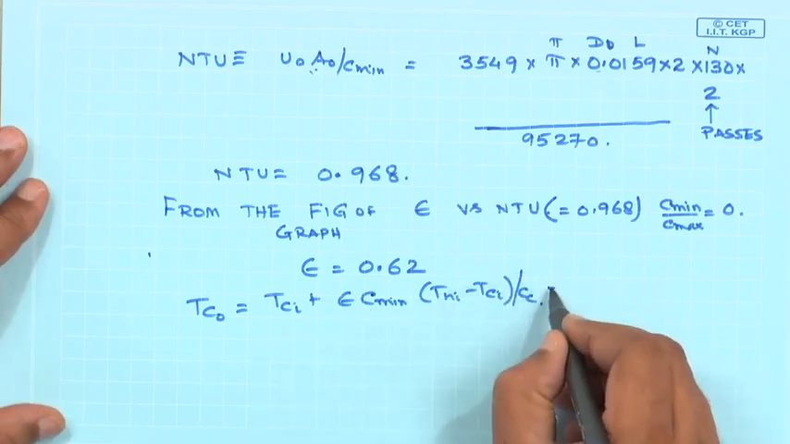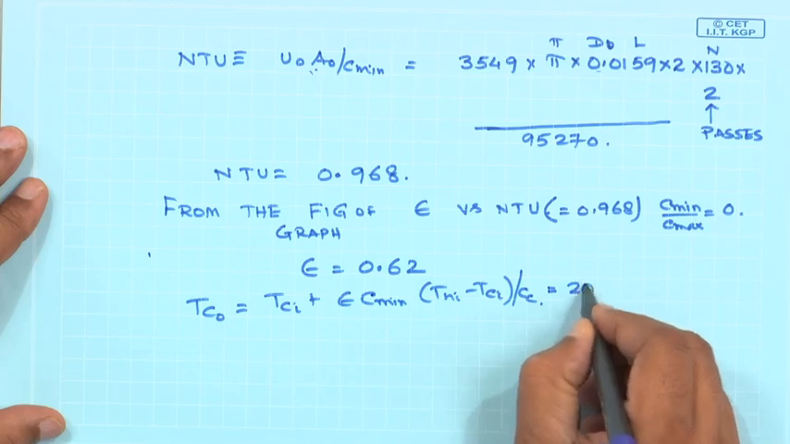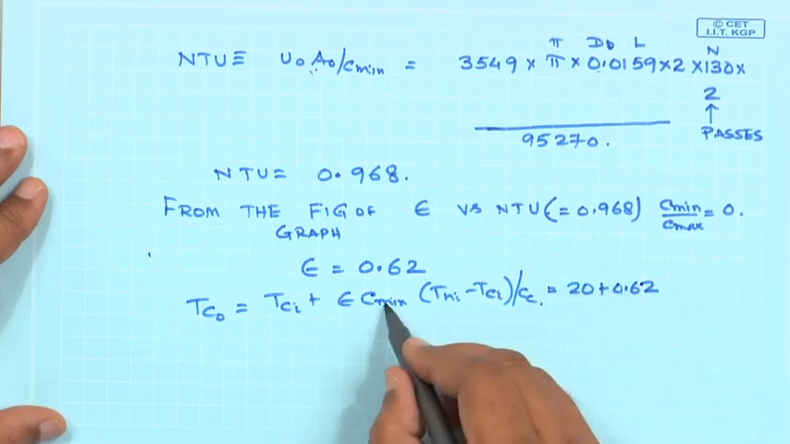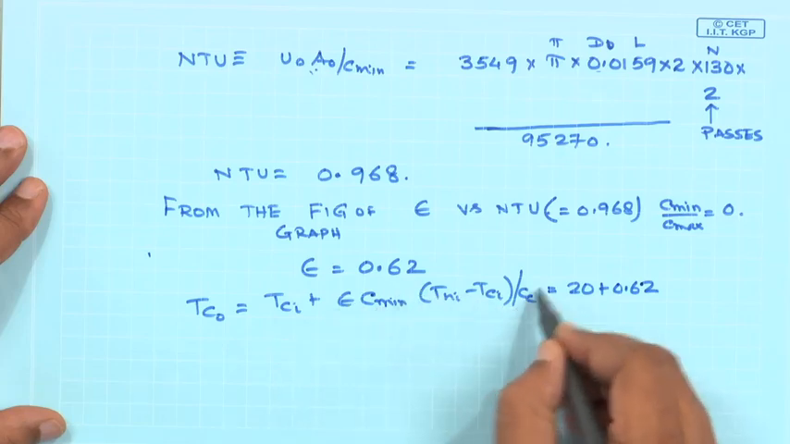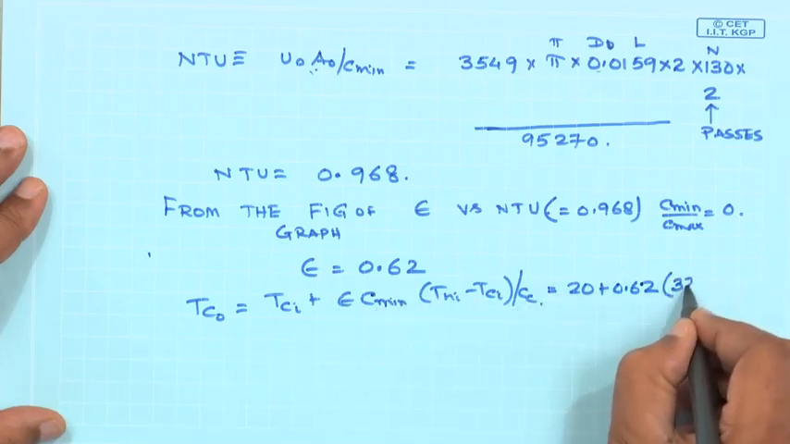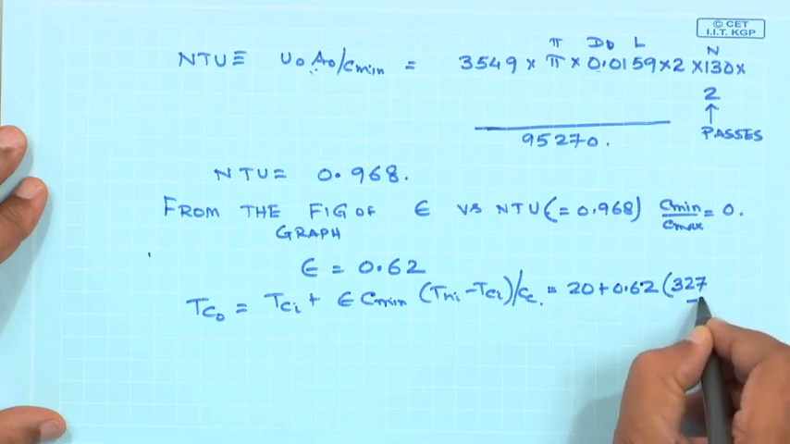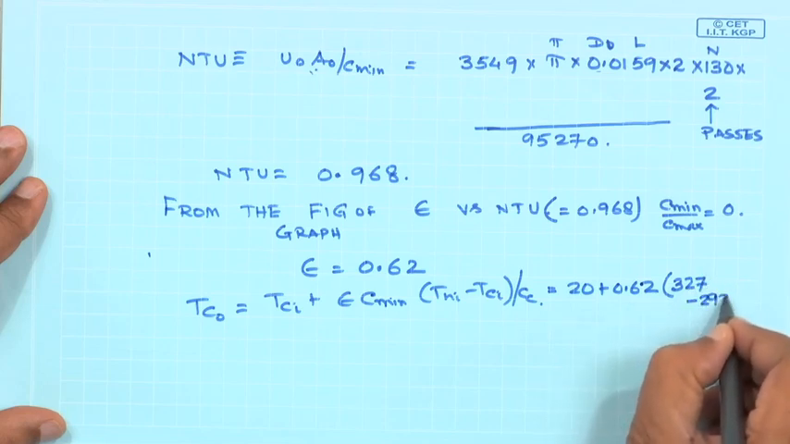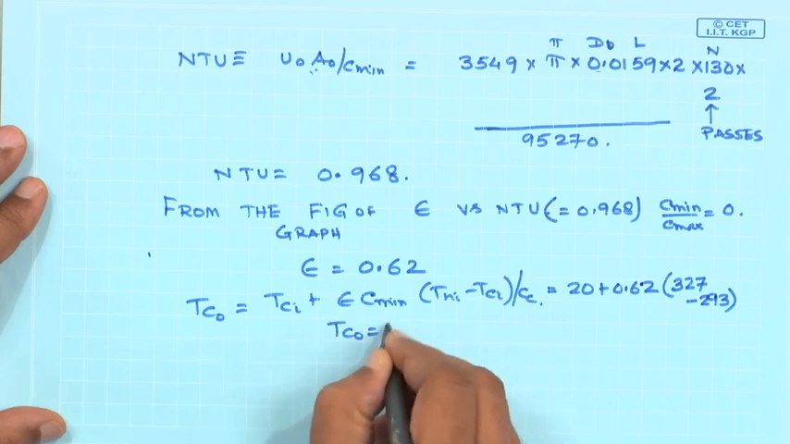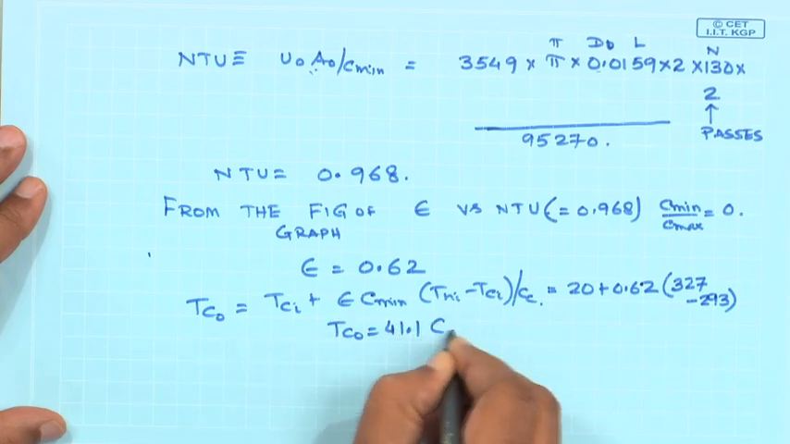So, when you put the values in here, this would be 20 plus 0.62 times (THI minus TCI). C minimum is Cc, so they will cancel out, and THI minus TCI is the temperature of the steam minus the temperature of the cooling water which is coming in. So, your TCO is equal to 41.1 centigrade.